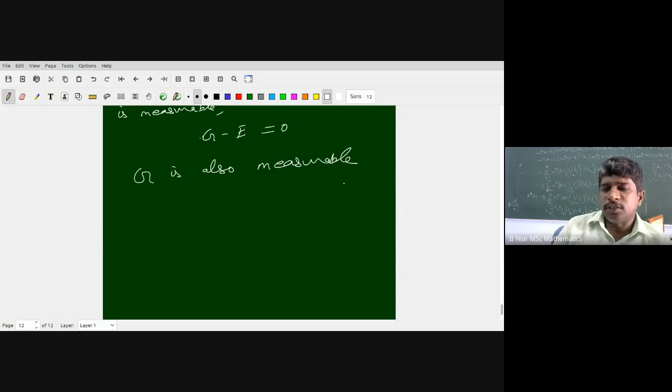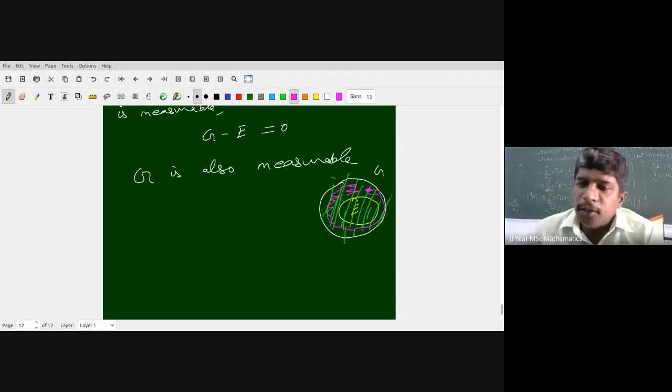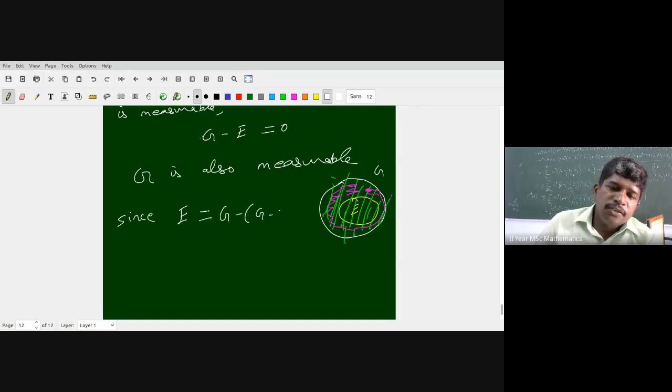So now we take the diagram of G and E. G is the set containing E. The whole set G is measurable, and the difference G minus E is measurable. So we write E as G minus (G minus E). By the set theoretic property, whatever is not in E is removed from G, we get E, because E is a subset of G. So E is measurable: G is measurable, G minus E is measurable. Therefore E is measurable.